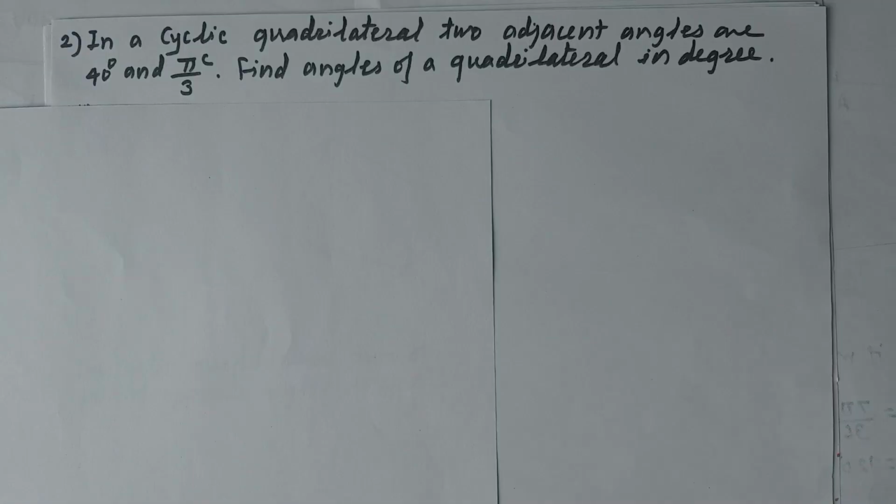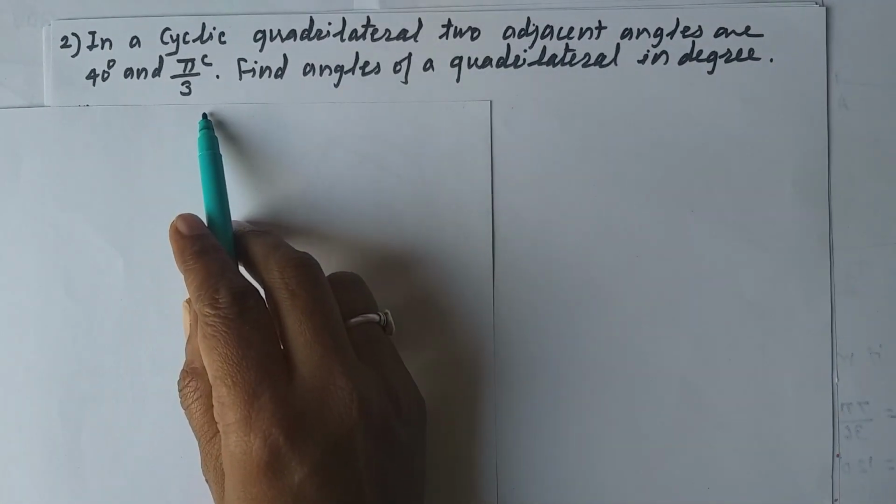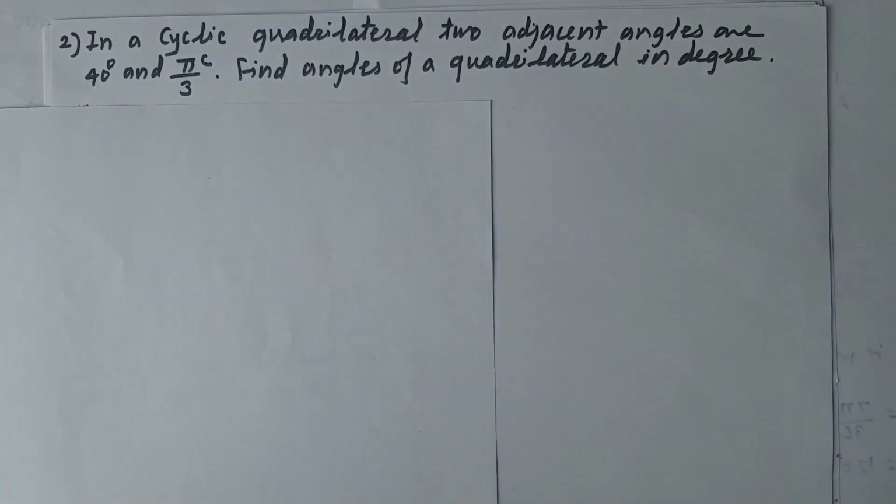Okay, let's see the next problem. In a cyclic quadrilateral, two adjacent angles are 40 degrees and pi by 3 radians. Find the angles of the quadrilateral in degrees. Here one angle is given in degrees, the other angle is given in radians. We have to either convert degrees into radians or radians into degrees, because all the angles of a quadrilateral should be in the same measure.